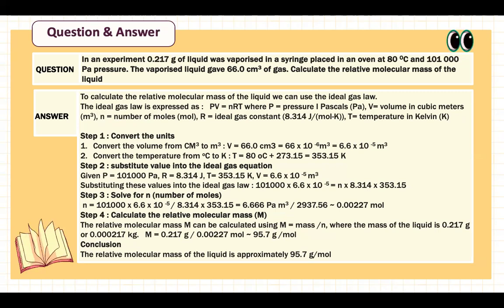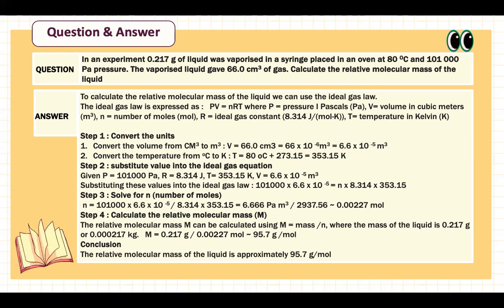First step, you have to convert the units. Convert the volume from centimeter cubed to meter cubed. Based on the question above, V equals 66 centimeter cubed. So we convert the unit and it becomes 6.6 times 10 to the power of -5 meter cubed. Then convert the temperature from Celsius to Kelvin, where T equals 80 Celsius plus 273.15, which gives 353.15 Kelvin.